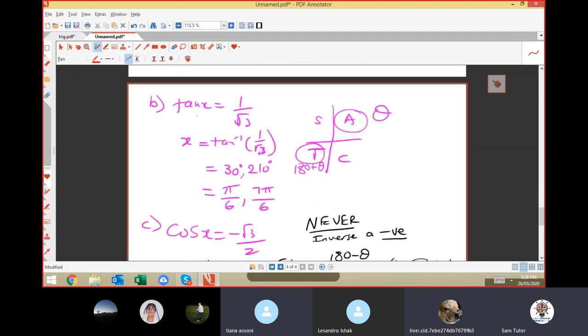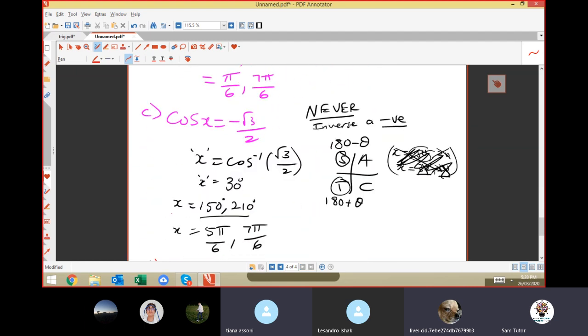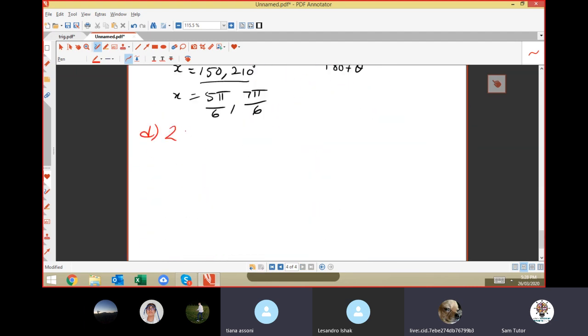2 sine x plus 1 equals 0. Okay. Well, obviously sine x is not the subject, so I've got to make it the subject. What are you going to do with this plus 1? What are you going to do with this multiplication of 2? Divide it.